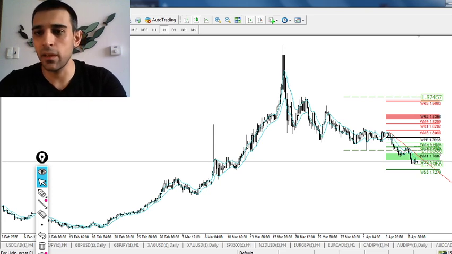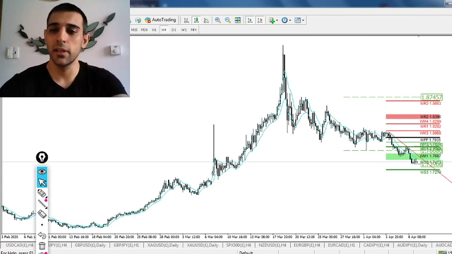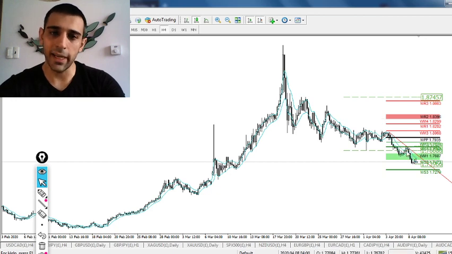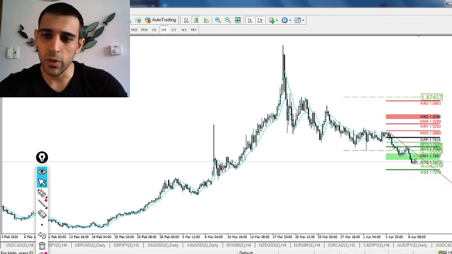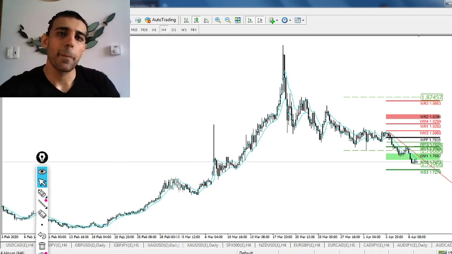Trading is a probability game. No one knows exactly what's going to happen, doesn't matter if you have 50 years of experience or 20 years of experience. That's why we are playing this probability game with the market and seeing how it's going to go. So this is my view on euro against Australian dollar.